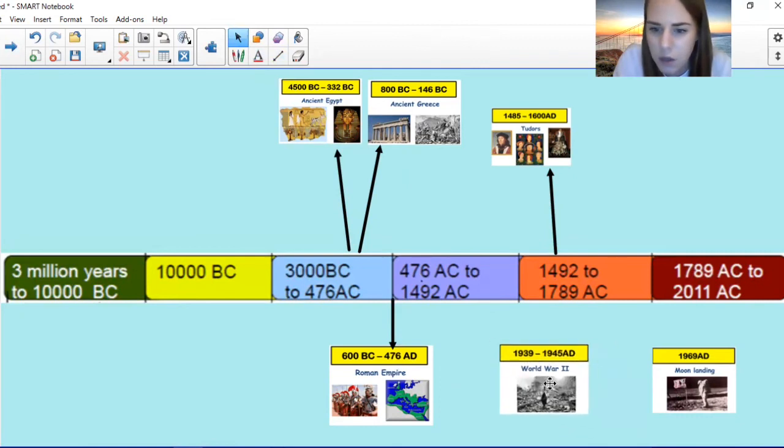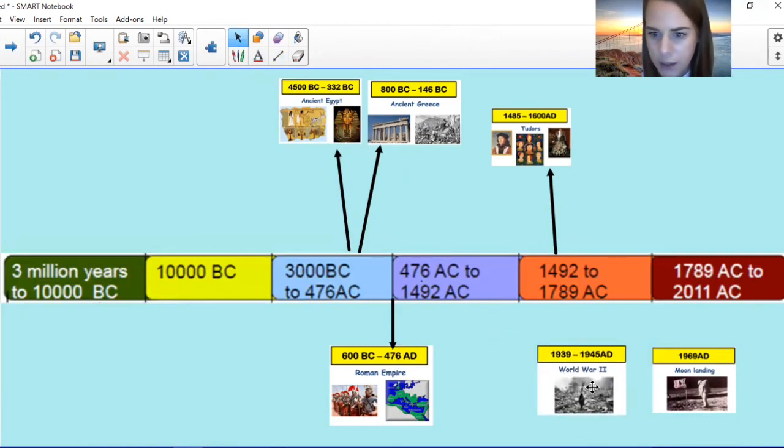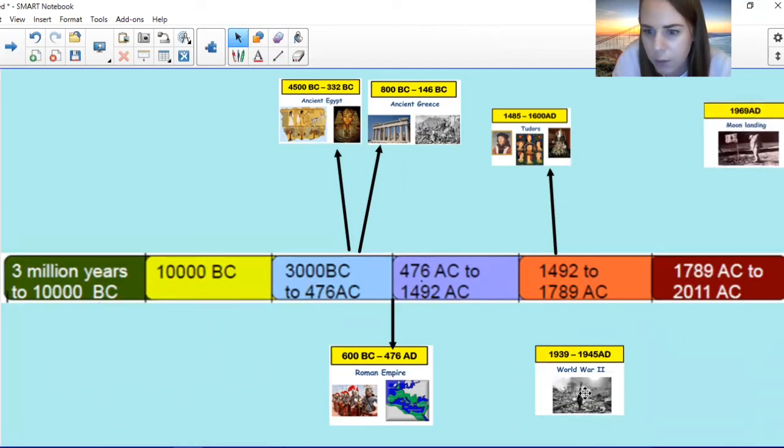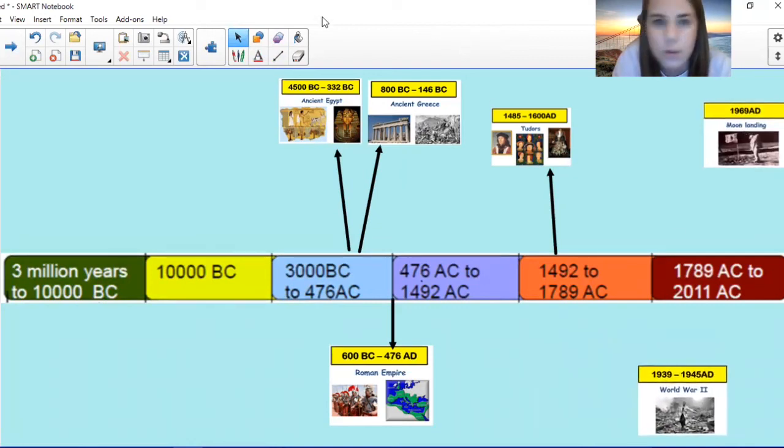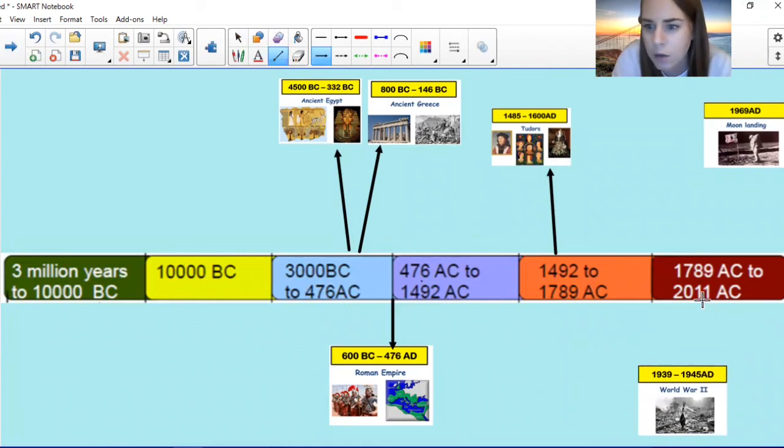So as I say, you need to arrange your cards in the correct order as best you can. I'm going to put that one up there and this one down here because they're quite close to each other. And I know you've got many more cards than I have. If you feel that you could make your own timeline, please feel free to.